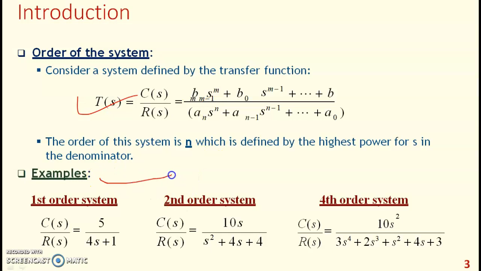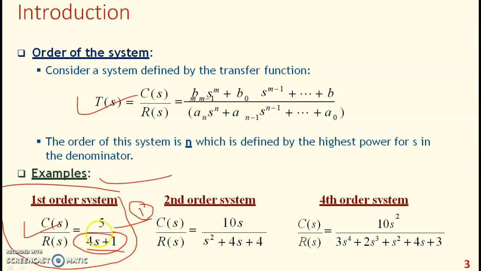So here are some examples based on the order. The first transfer function is given by C of s by R of s equal to 5 divided by 4s plus 1. If you observe the denominator polynomial equation, the order of s is 1. So hence it is first order.